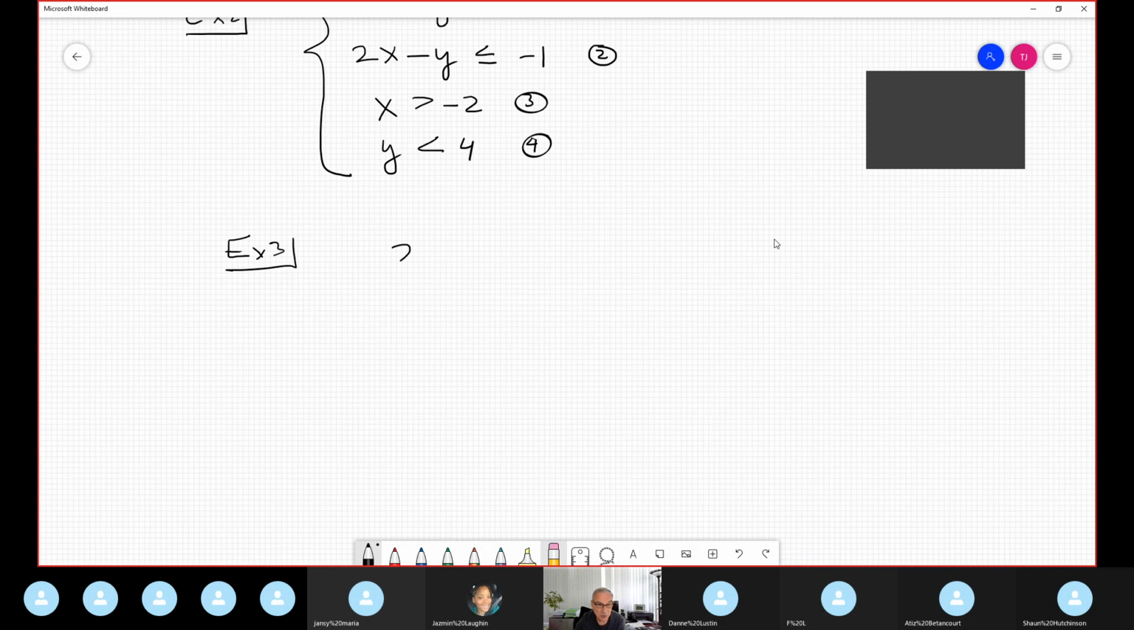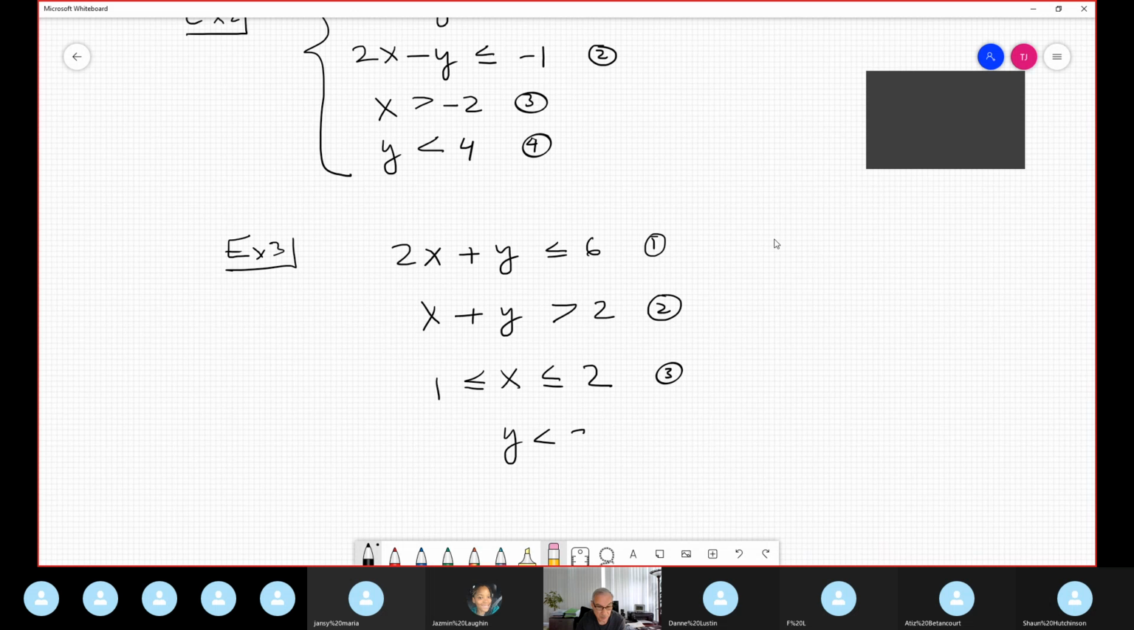Example 3 is, suppose 2x plus y less than or equal to 6. Inequality number 1. So far, the inequalities that we are discussing are linear, but not always are they linear. You'll see another example that is non-linear. Suppose this: x greater than or equal to 1 and less than or equal to 2 is inequality number 3, and y less than 3, number 4. Look, suppose we are solving this. This is linear. This is another linear. This is exactly 2 vertical lines. So you are doing the graph of number 3, which is in between 1 and 2.